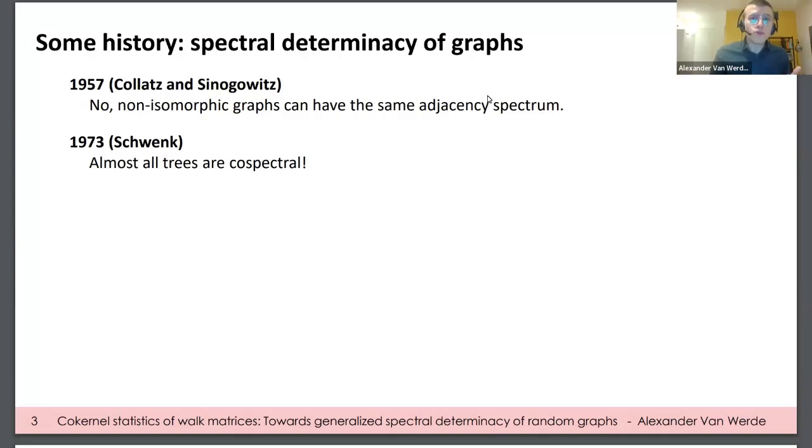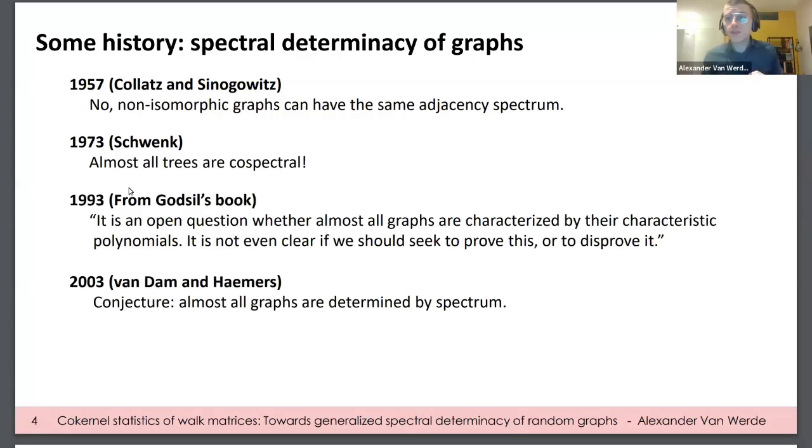Not only do such graphs exist, in fact, this situation is typical for trees. Almost every tree admits a cospectral tree, which is non-isomorphic. This is a striking result from Schwenk from the 1970s. But of course, one may note that trees are only a very small proportion of all graphs. So ever since the striking result, people have been wondering what might be true in the general case.